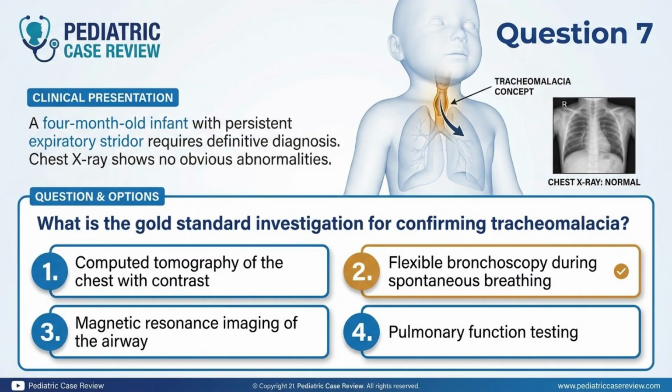Case number 7. A 4-month-old infant with persistent expiratory stridor requires definitive diagnosis. The chest X-ray shows no abnormalities. What is the gold standard investigation for confirming tracheomalacia?